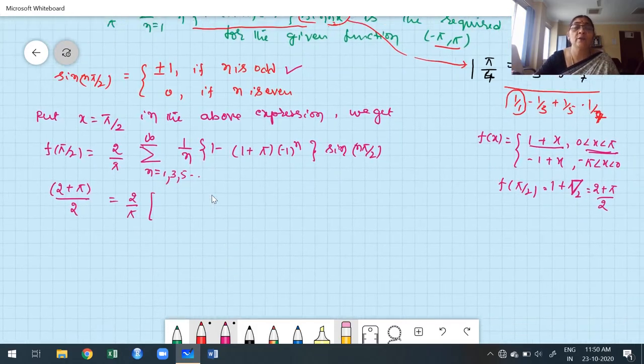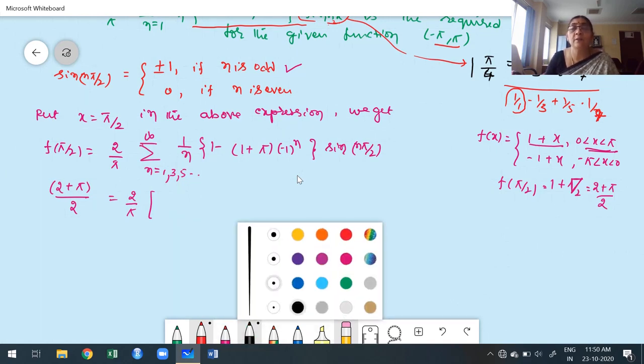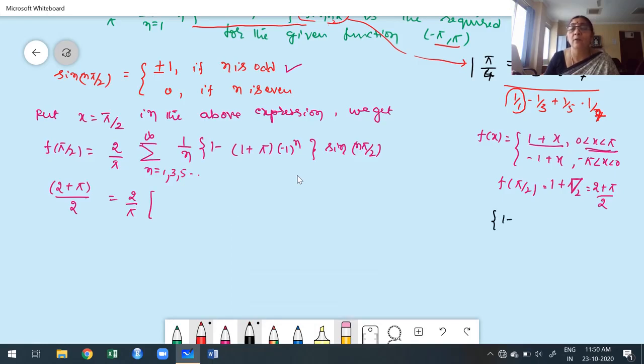First, I have to observe what happens in the odd case for this flower bracket. I am going to do that on one of the sides. Observe carefully. This is the flower bracket 1 minus of 1 plus pi into minus 1 to the power of n. What happens? n is equal to 1, 3, etc. Put n is equal to 1. What happens? 1 minus of 1 plus pi times minus 1. Minus of minus plus, what we get? 1 plus 1 is 2, plus pi. We get 2 plus pi.